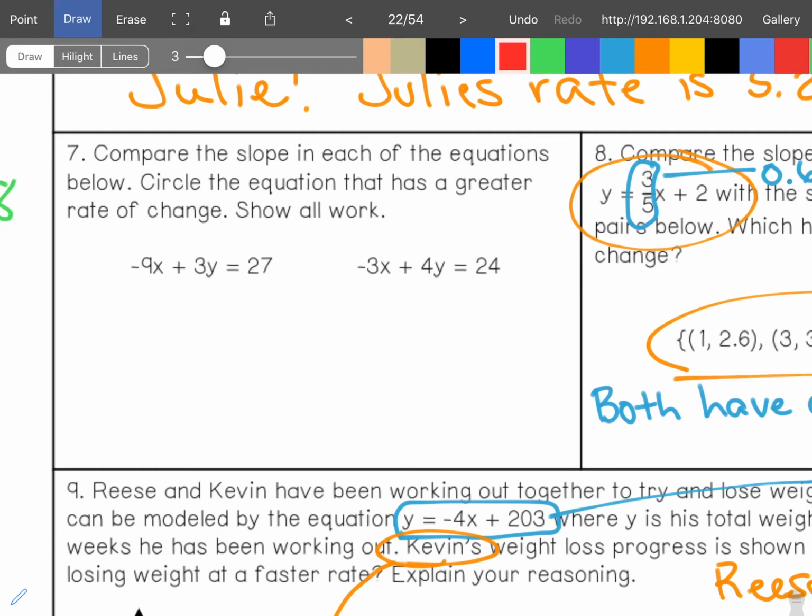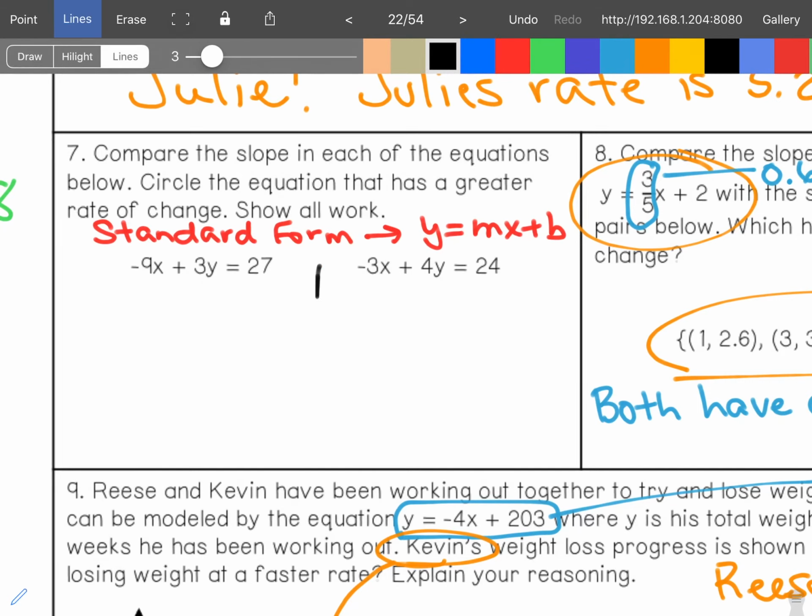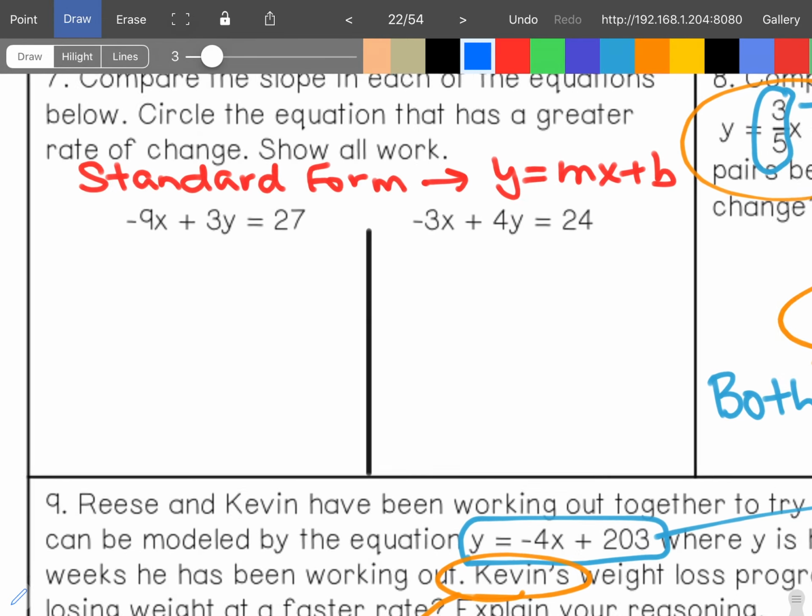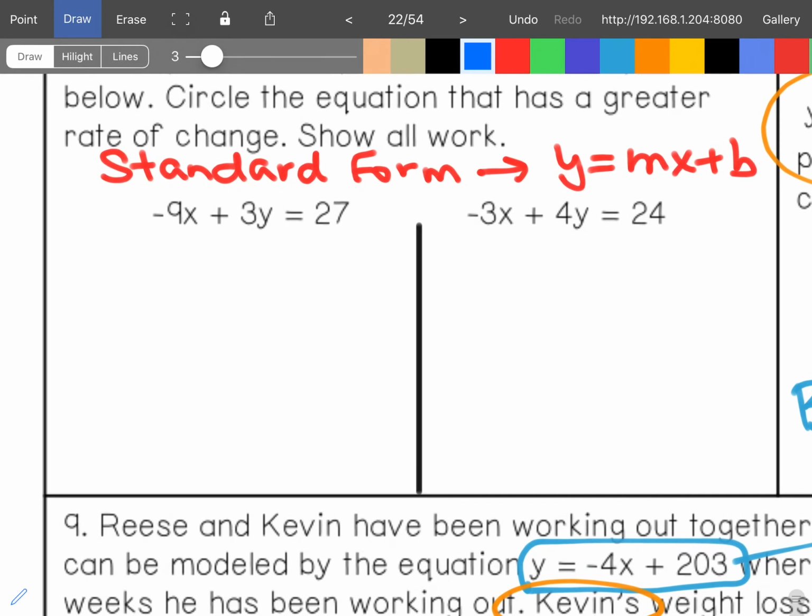So we are going to go from standard form to slope-intercept form, which looks like this. And then we're going to compare the slopes. So just so that you don't get confused, we're looking at two separate equations here. All right, so we need to get this into slope-intercept form. So the first thing we're going to do is we need to have y equals.